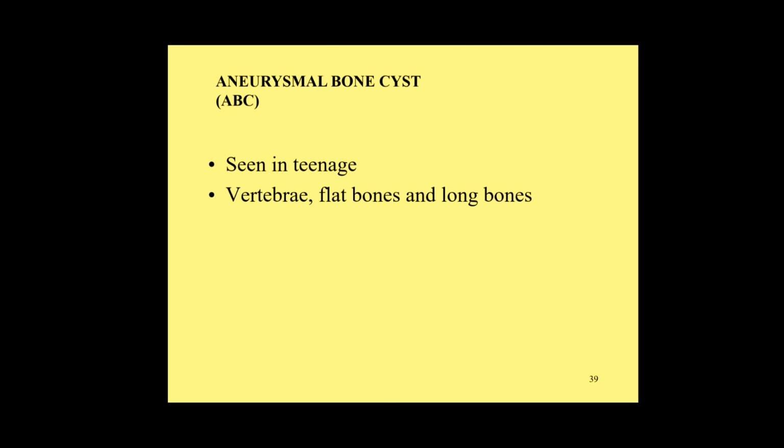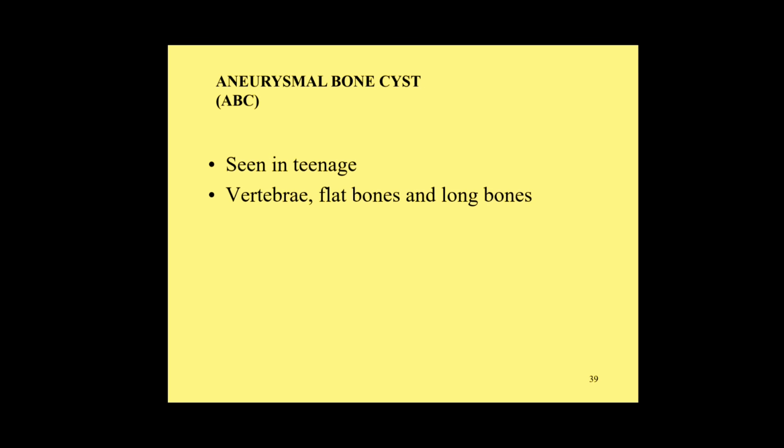But aneurysmal bone cyst is a tumor characterized by multiloculated blood-filled cystic spaces. So that's how you differentiate a simple cyst from an aneurysmal bone cyst. Simple cyst is unilocular, whereas aneurysmal bone cyst has multiloculated blood-filled cystic spaces. It is also called blue bone tumor and is included under tumors of unknown origin.